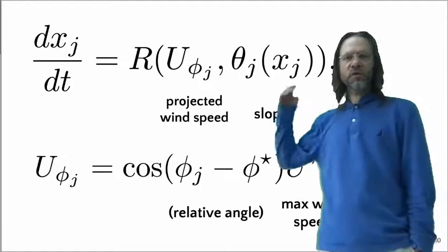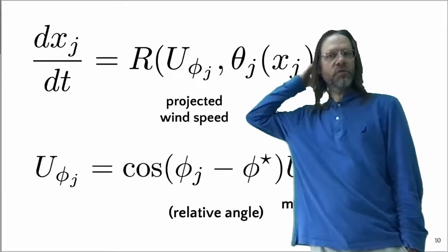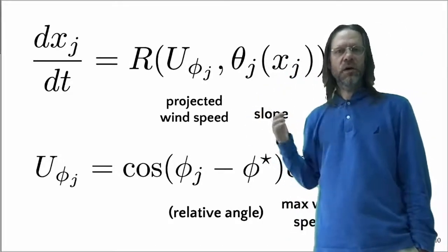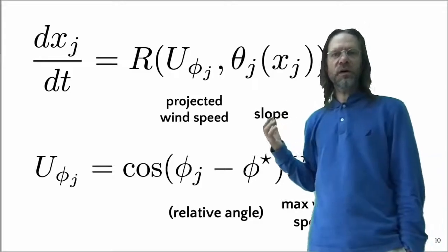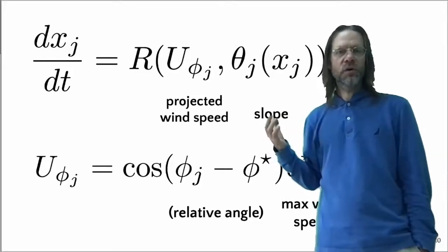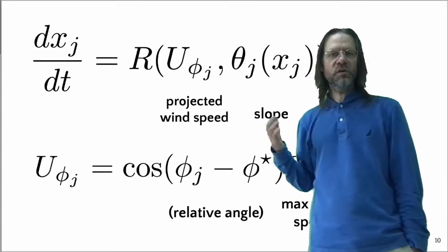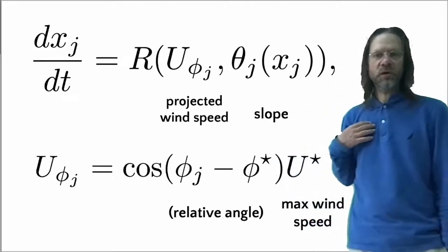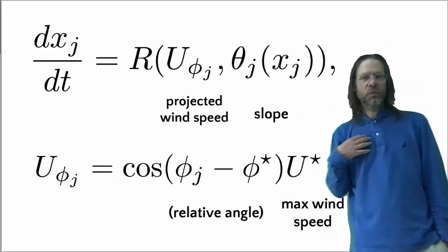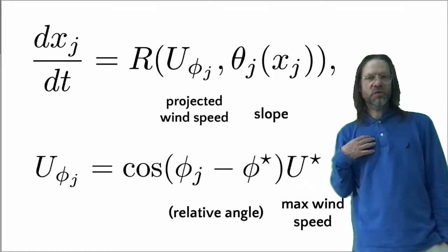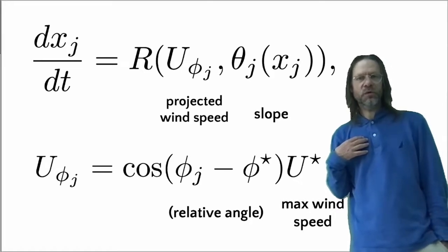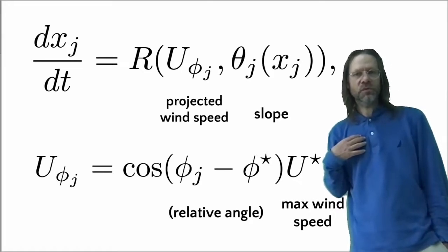The rate of position change is modeled by the rate of spread, the function r, which depends on the wind velocity and the slope in the corresponding direction. The wind speed in a certain direction is a projection of the maximum wind speed in the y direction, which is projected to the considered direction by multiplication with the cosine of the angle between both directions.